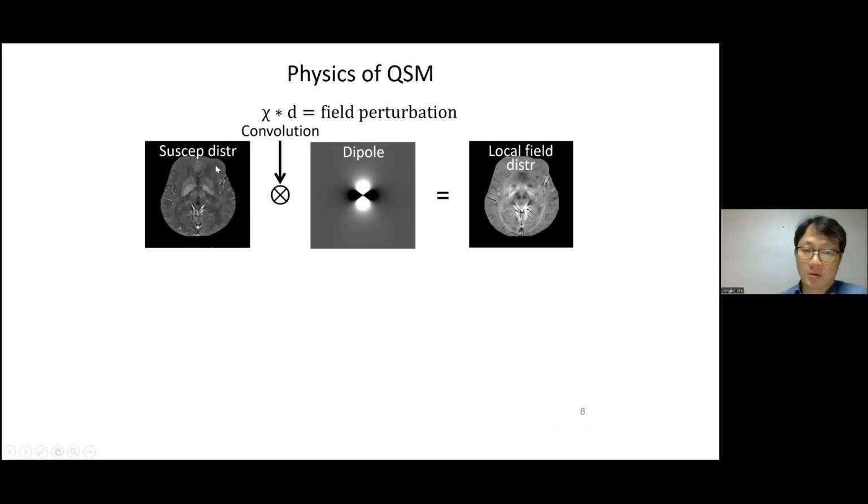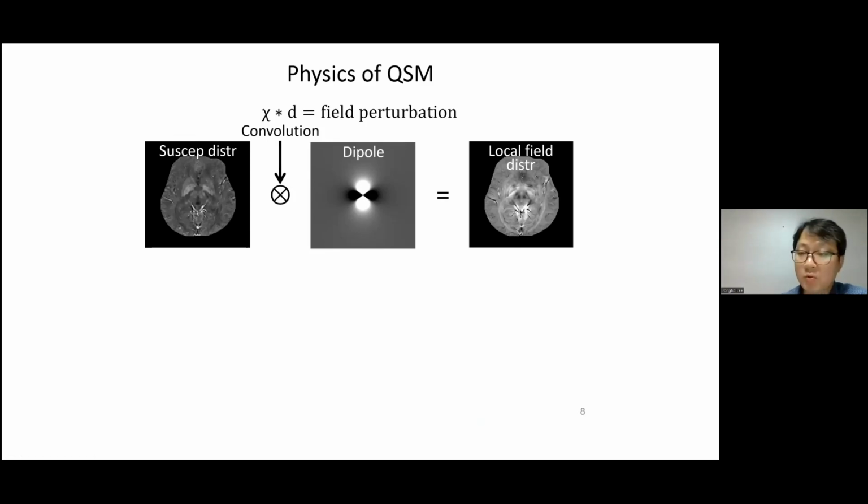If you think about a brain that has a certain susceptibility distribution, what we can measure from MRI, especially the phase of the GRE data, is the local frequency shift map or local field distribution map shown here. So the relationship is now your source, which is the susceptibility distribution, convolved with the dipole pattern. And that's the result that you can measure from your MRI.